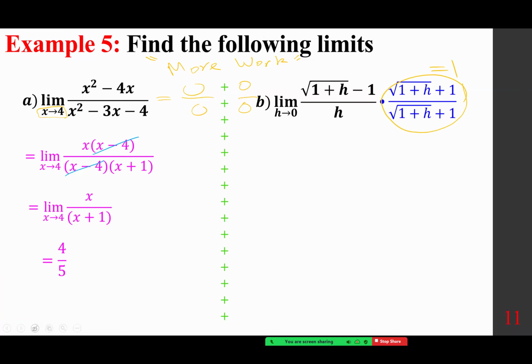Bear in mind, h is approaching 0. This is the problem. The 0 in the denominator is a problem. You're hoping to get rid of it. You never, ever distribute. You keep the denominator as a product. You don't distribute. You simplify the numerator, which means this piece squared minus that piece squared. In other words, this gives you the following.